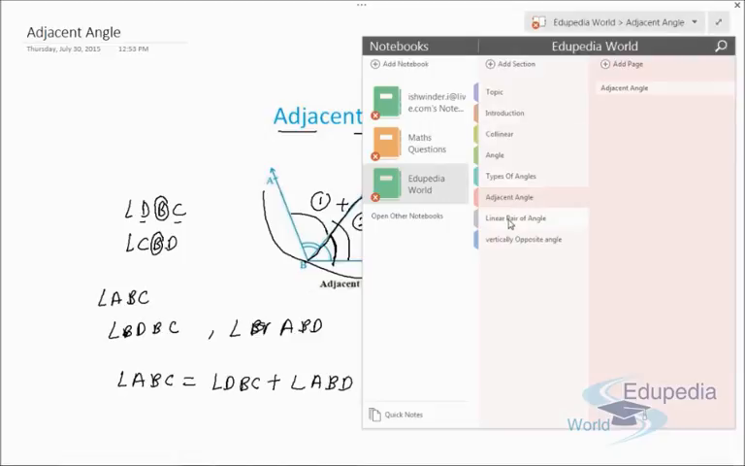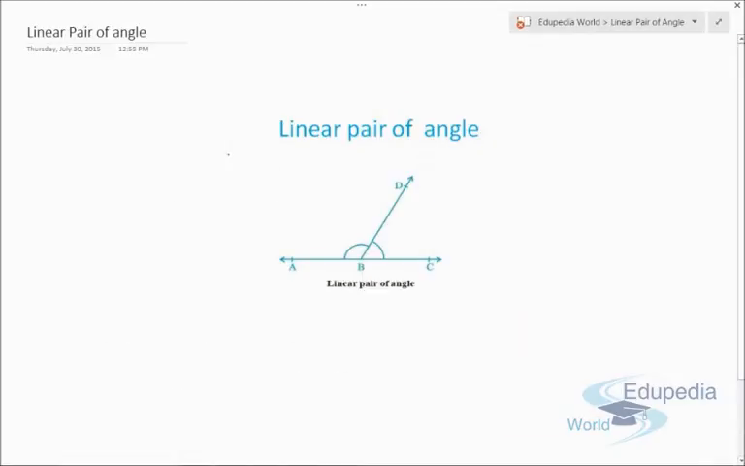Now let's move on to the next concept, which is the linear pair of angles. A very important concept. What is a linear pair of angles? First of all, linear means line. Pair means two. Of angles means two angles. Linear pair means two angles on a straight line. So it's as simple as that, the meaning of the term. A linear pair of angles means two angles on a straight line.